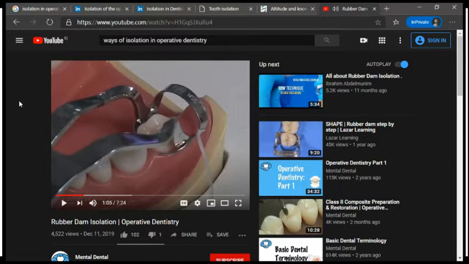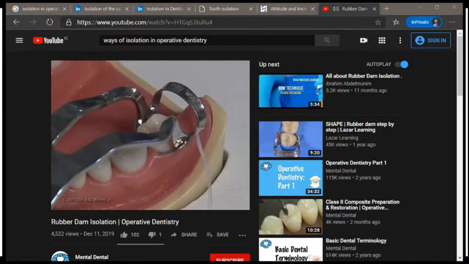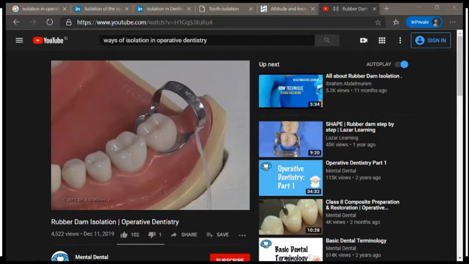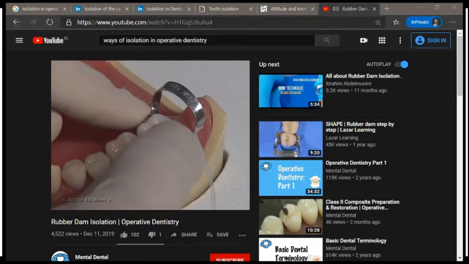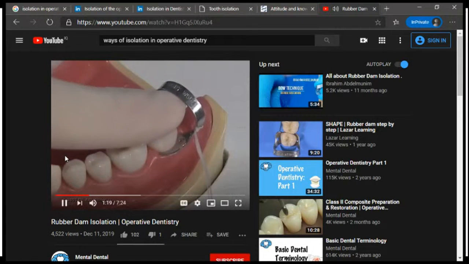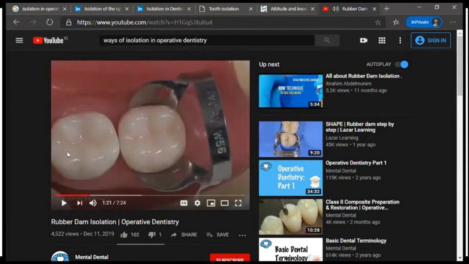And here he is delivering the rubber dam with a clamp, as we can see here. And now he's checking whether the clamp is stable in its place and, of course, well adapted to the teeth.